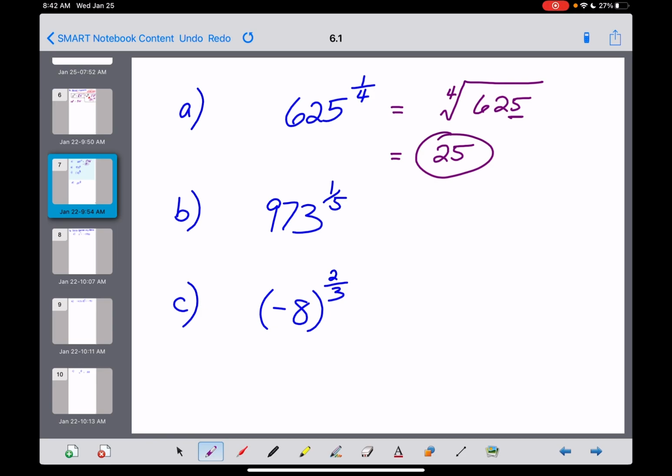Whew, how about this one? 973 to the 1/5 power. So my question now is, how do I rewrite this? I rewrite it with a radical. 973 is my radicand, and the denominator of that fraction, 5, is my index. Okay, so I'm looking for a number that raised to the 5th power would equal 973.